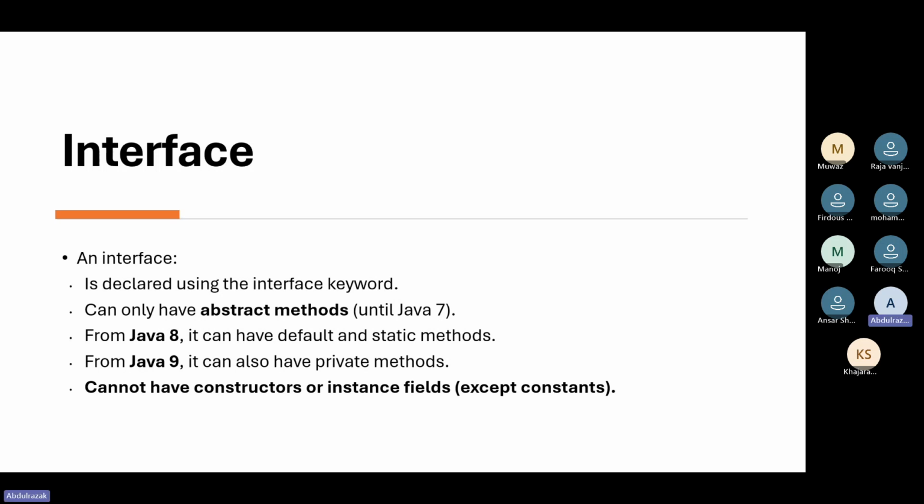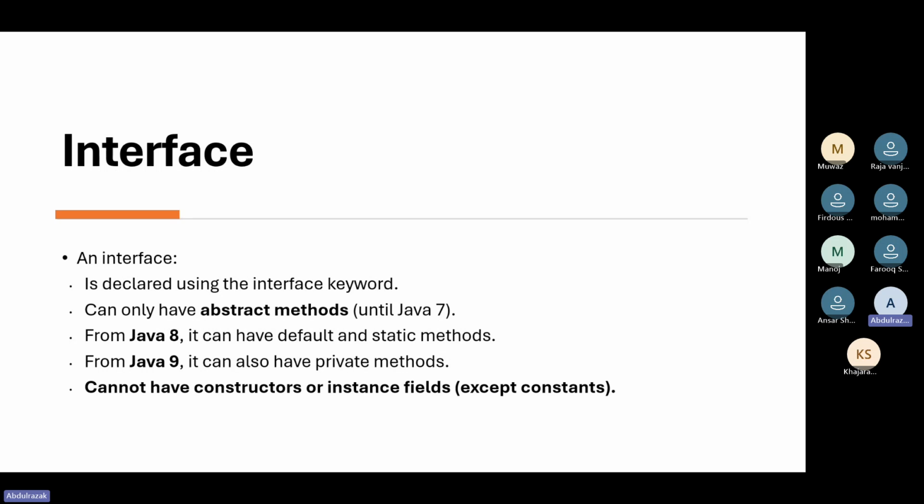Abstract class methods can have any access modifiers. Already we know, but an interface should have public by default only. And also a very important one: when to use an abstract class, and when to use an interface. Abstract class and interface, right?